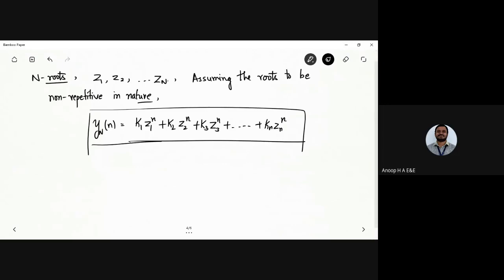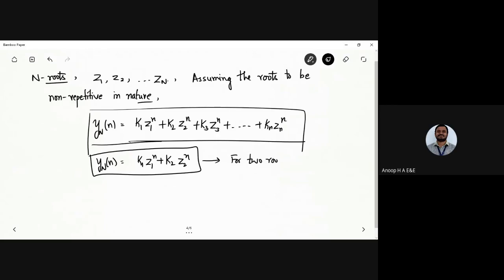If I have two roots, I can just restrict it to two constants, say k1 z1 power n plus k2 z2 power n. So that is the natural response of the system for two roots of the characteristic equation. So I can write the natural response of the system.